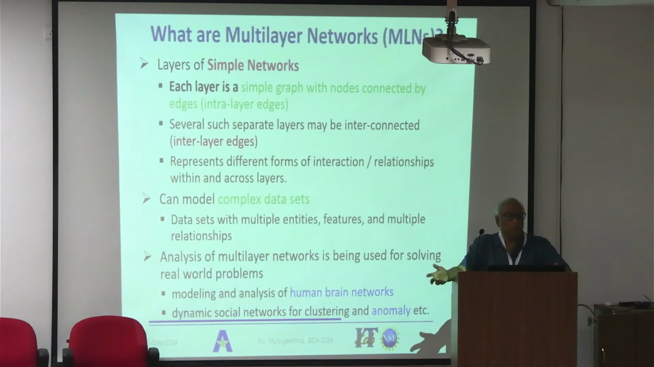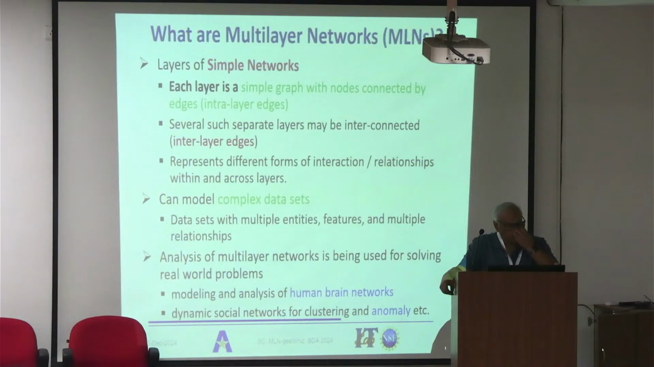So what are multi-layer networks? They are nothing but layers of simple networks. Each layer is a simple graph with nodes connected by edges. We call it intra-layer edges. Then you can have edges across the layers. So these are interlayer edges. These represent different forms of interaction, relationships within and across layers. So both are needed for representing different types of data.